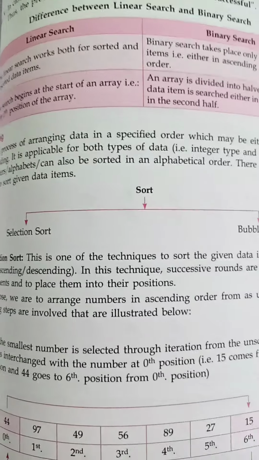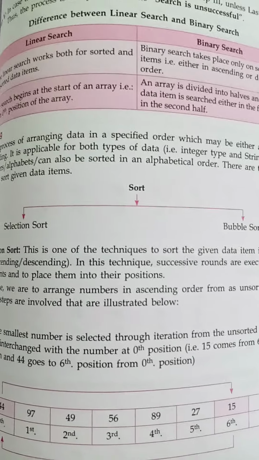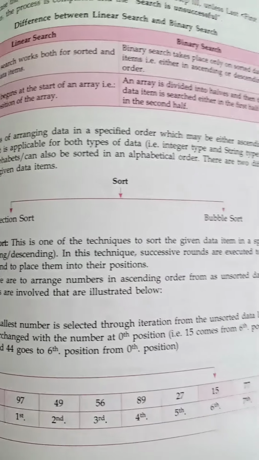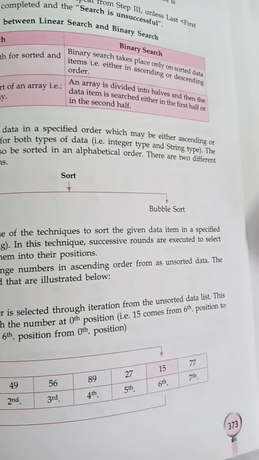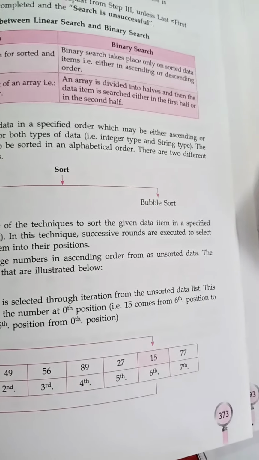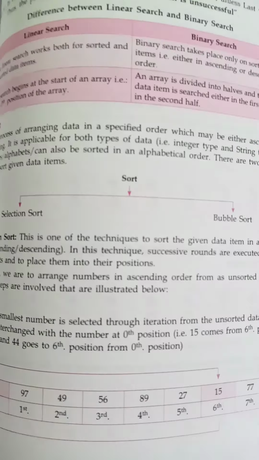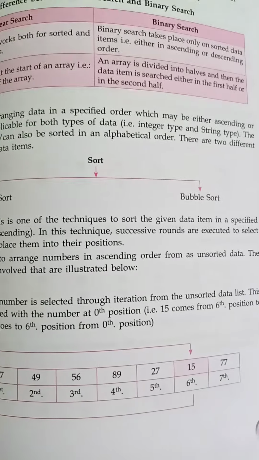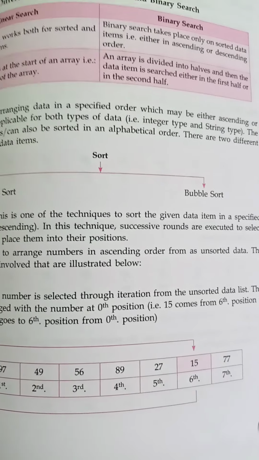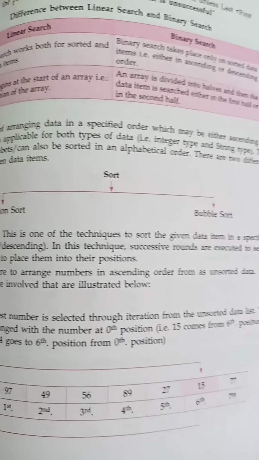Children, in this video we'll do selection sort, another technique for performing sorting in a 1D array. We have done bubble sort, now selection sort. Sorting is the process of arranging data in a specified order. You can arrange the data in ascending order as well as in descending order, as per your program's requirement.